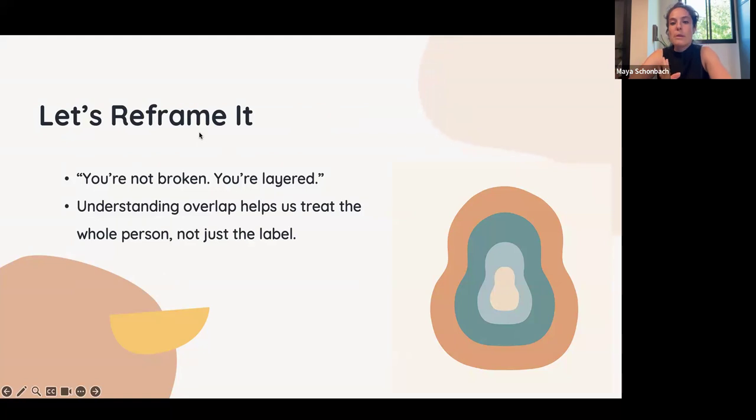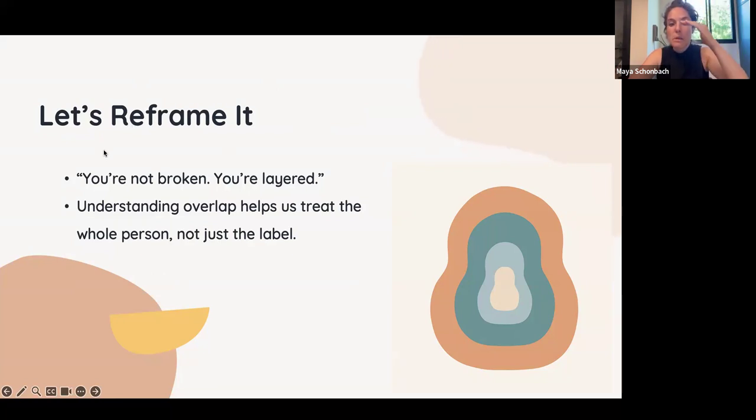Okay, so when people hear that they have multiple diagnoses, or if you suspect that you do, it really can feel overwhelming. Maybe you feel like you're broken or too complicated. Maybe there's hopelessness that the treatment will never work. But here we can try and reframe it. The comorbidity doesn't mean that you're broken.